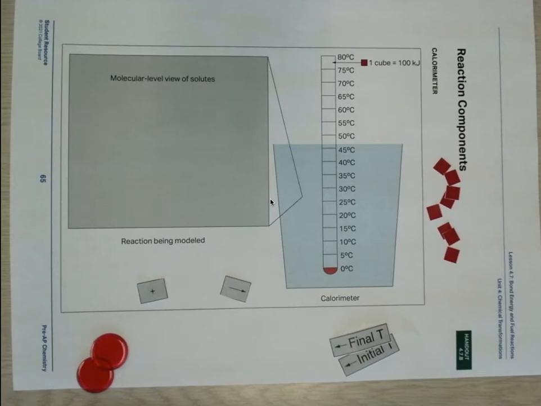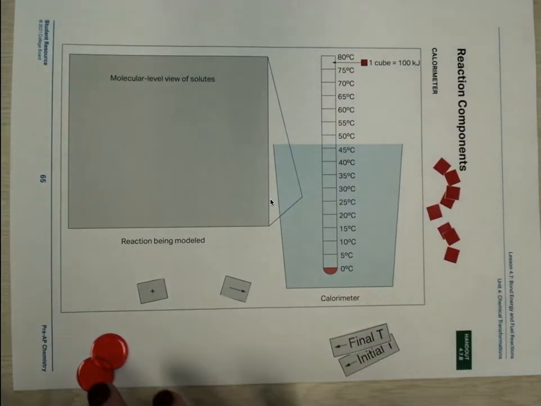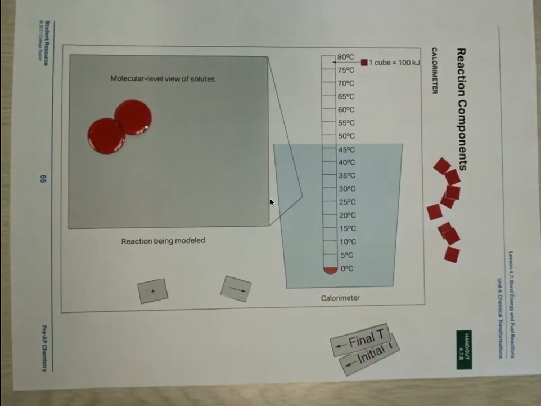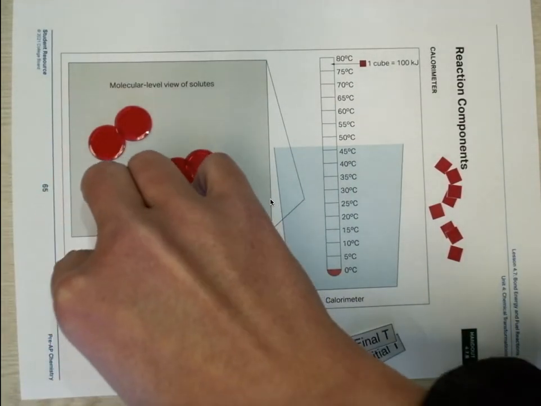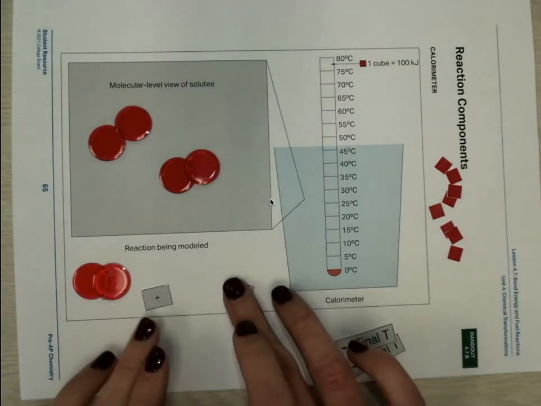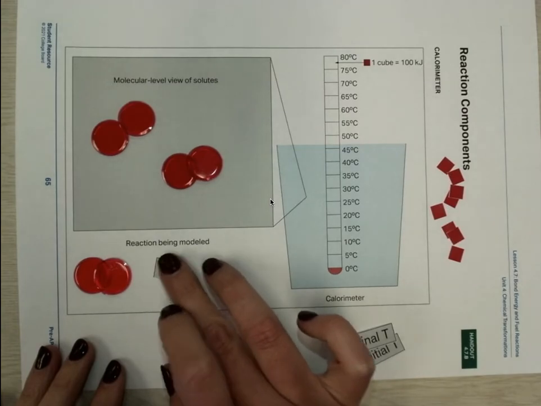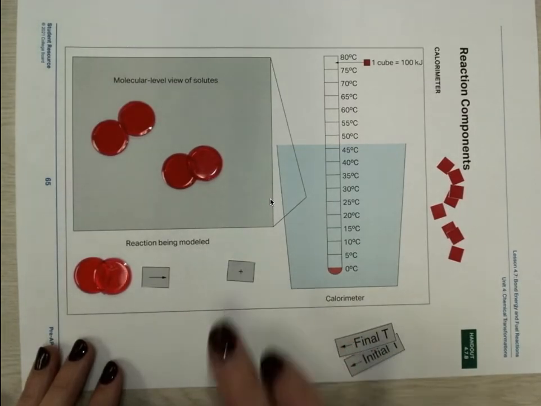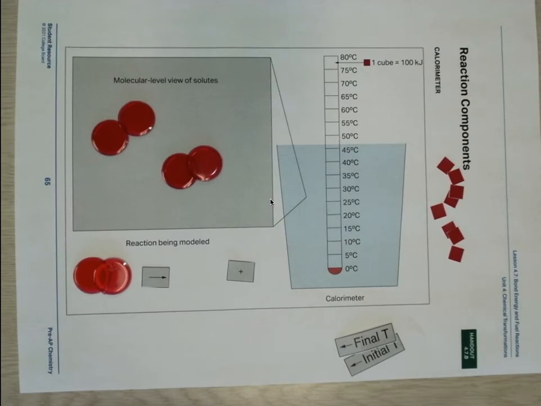So what we're going to do is start with our particles, okay? And we're going to have two diatomic red ones that we're going to stick at our molecular level view here, and that's also going to be in my reaction being modeled. I'm going to show that here, right? So I'm going to have two of these, and we're going to break this into its two separate components, okay? And I'm going to show that as I do that. But we're going to start with an initial temperature of 25 degrees.